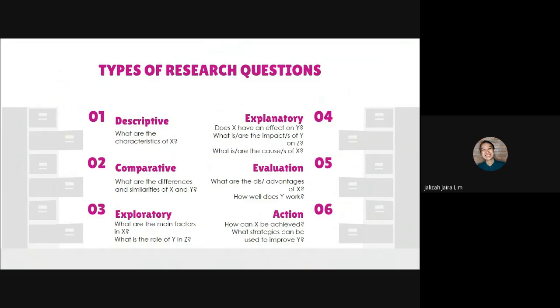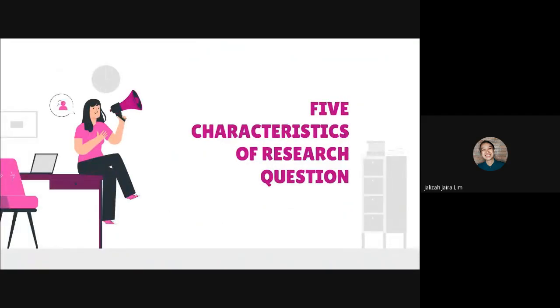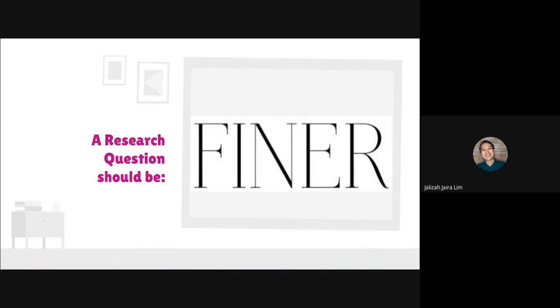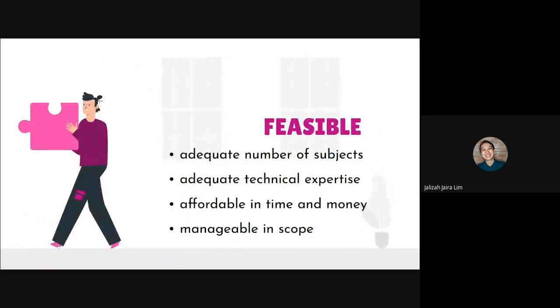Okay. So for the next part, we have the five characteristics of a research question. And for this one, we are going to use the acronym FINER. There we go. So in any case, the F in FINER means feasible.